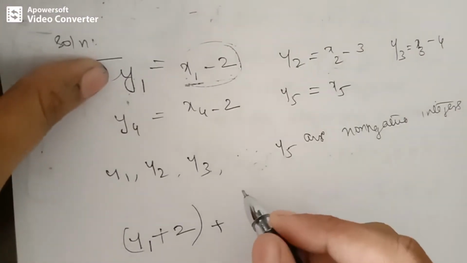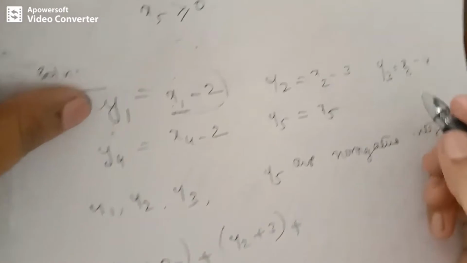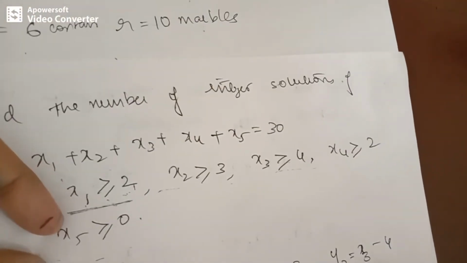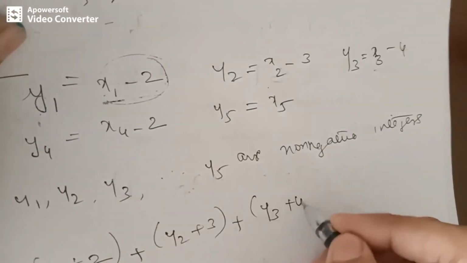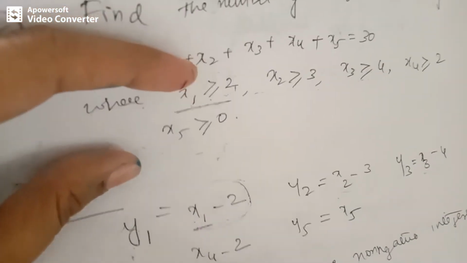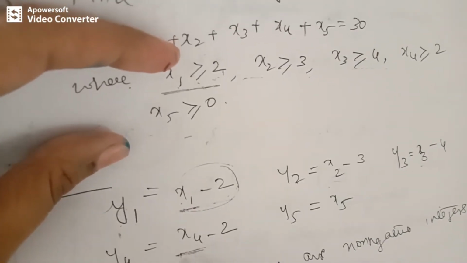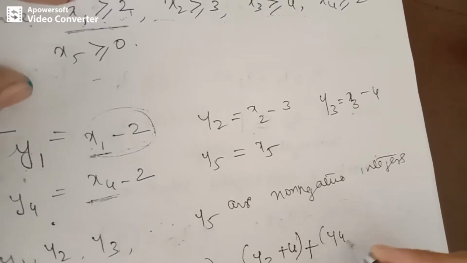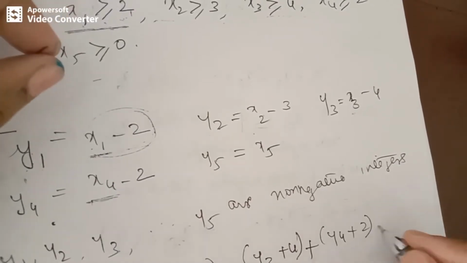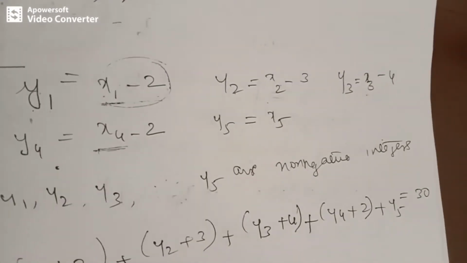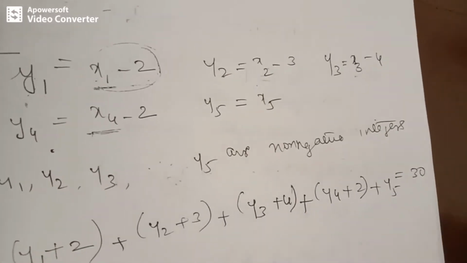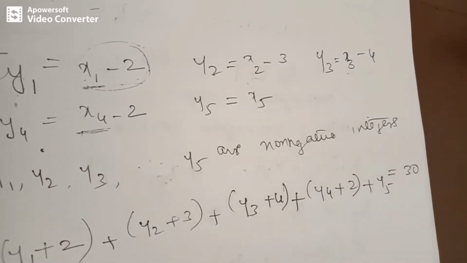So let's write y2 plus 3 plus, and what will be x3 here? y3 plus 4, and what will be x4? y4 plus 2, and plus y5, whose value is given to be 30. So now I have written it over here. Now let's simplify this so that we get all the y terms here, and the value will be on the right hand side.